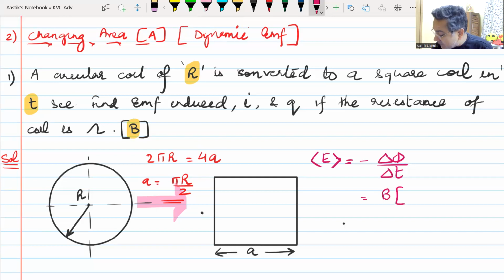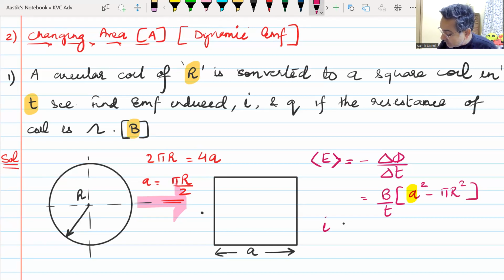Magnetic field multiplied by the final area. Final area will be A square minus the initial area. Initial area is pi r square divided by T. That will be the induced EMF. You already know the value of A. You can put the value of A and you will get your answer.